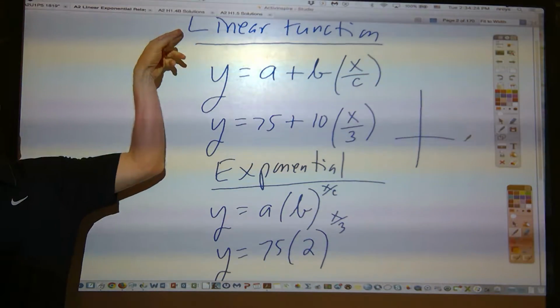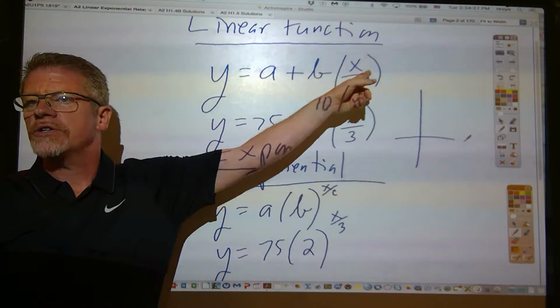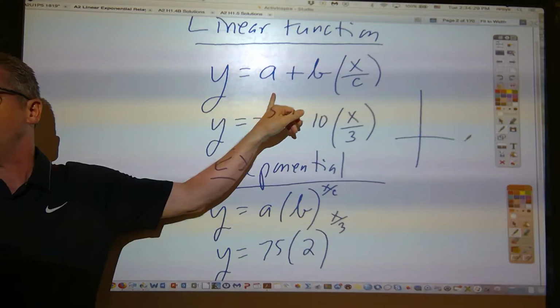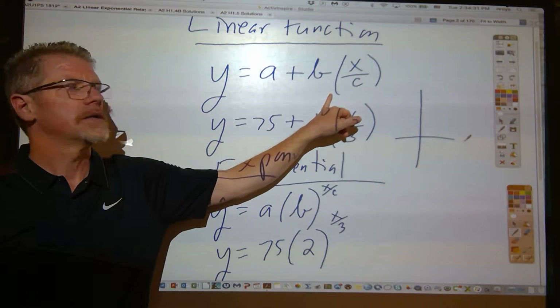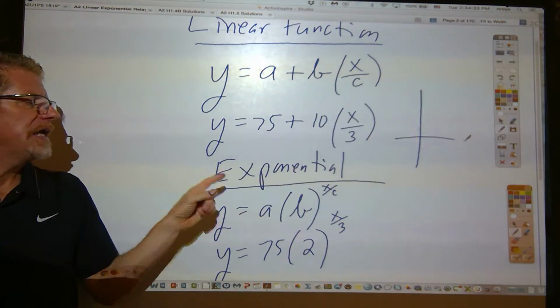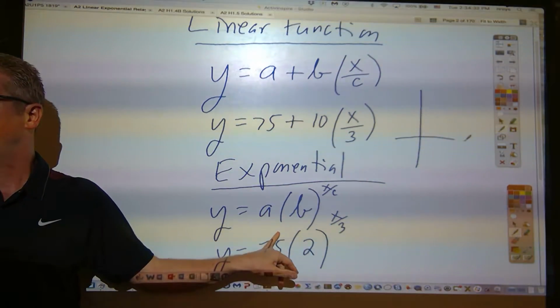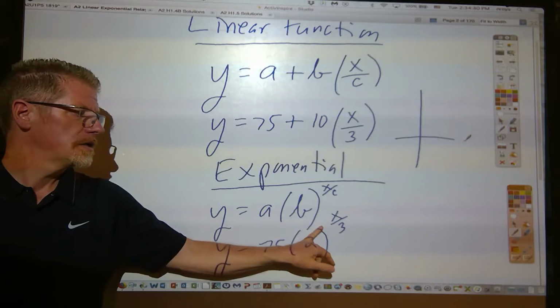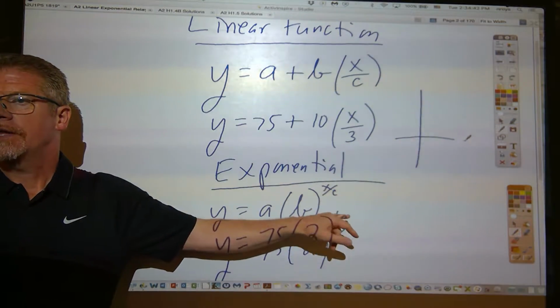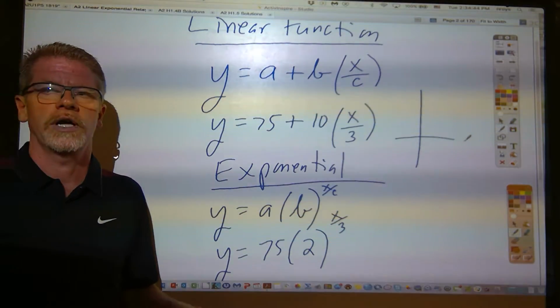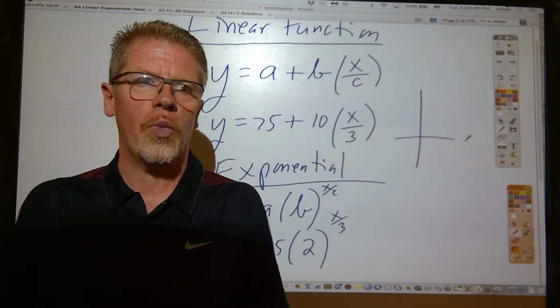Ready? Go. In a linear function, you start somewhere and add something every so often. In an exponential function, you start somewhere and then multiply something every so often. Thank you for letting them hear you on the World Wide Web.